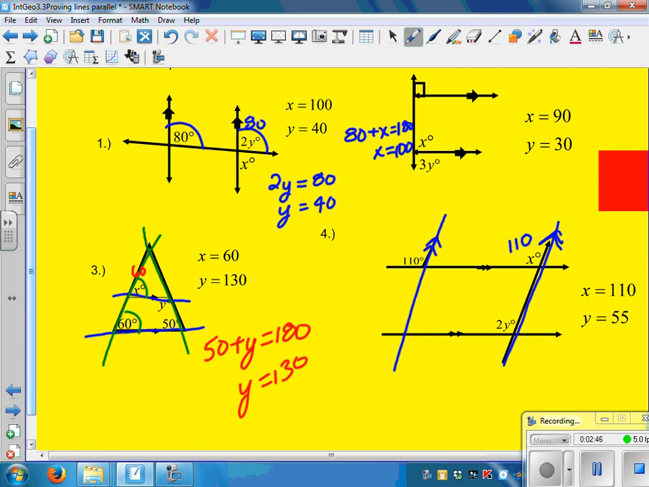But when you put the 110 in for the x, because these are congruent, these 2 are corresponding as well. So 2y equals 110, or you divide both sides and you get y is 55.